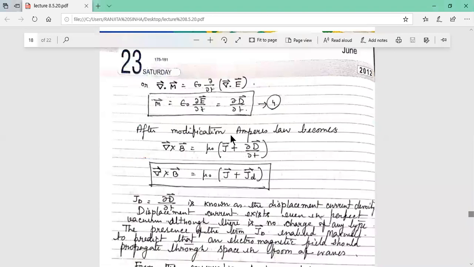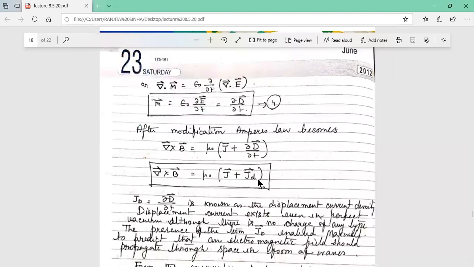So after modification, Ampere's circuital law becomes curl of B. It was initially mu 0 J. Now it is mu 0 times J plus del D by del T. Here, curl of B equals mu 0 into J plus JD.